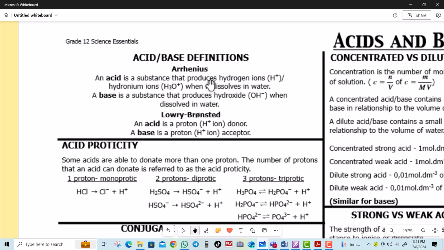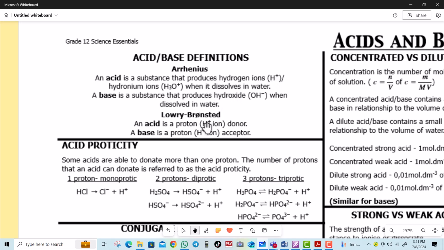Yes. Okay, so we are saying that acids and bases have been known for quite many years. From the beginning, they were discovered by this guy called Arrhenius. Later, the definition was not sufficient to define all the acids and bases, so we came up with a better definition of Lowry and Bronsted. Now Arrhenius said that an acid is a substance that produces hydrogen ions when dissolved in water.